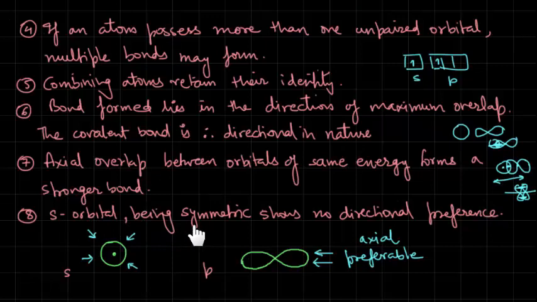S orbital being symmetrical shows no directional preference. So this is an s orbital, and it can attract any other orbital from any direction. For example, another s orbital can combine with it from here or from here, from any side, because it is symmetrical. But a p orbital has a directional preference which is along the axis. So it will prefer to form a bond here and will not form a bond like this. That's what this means.